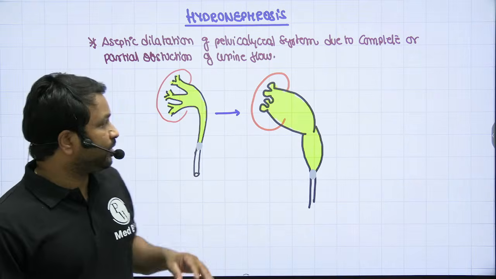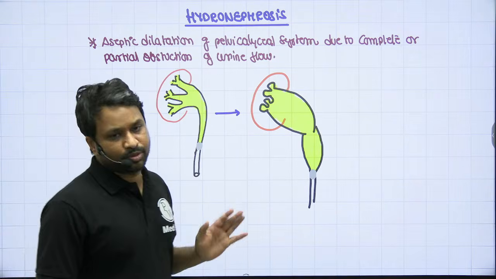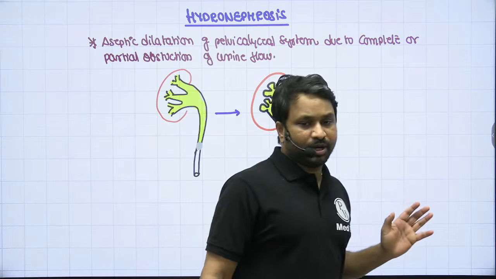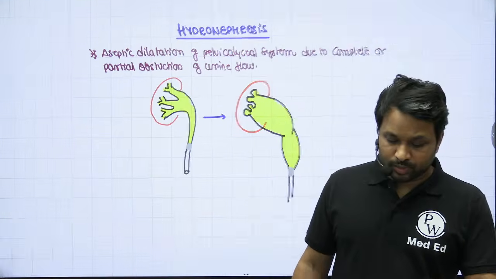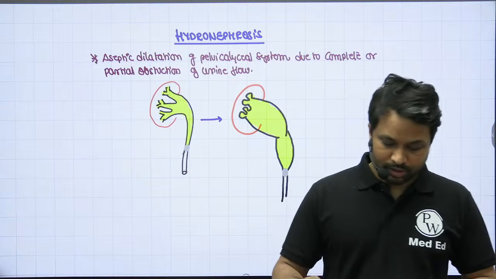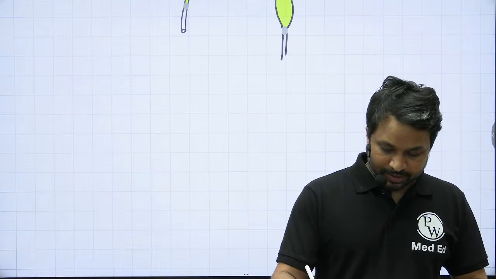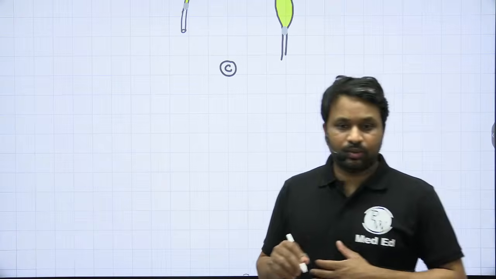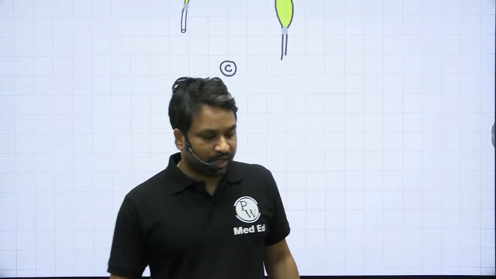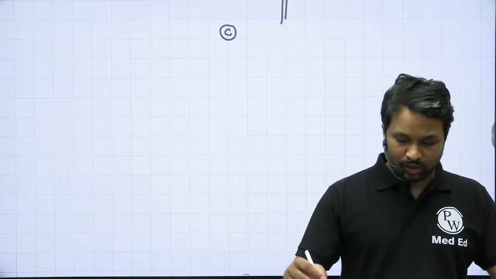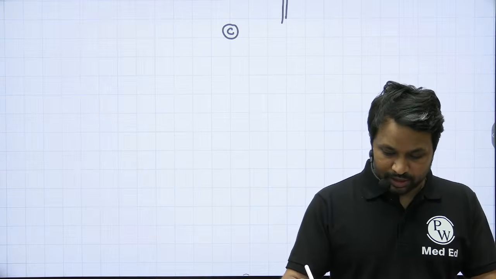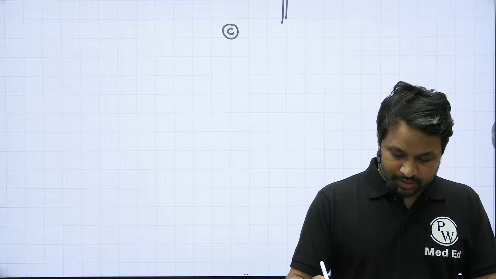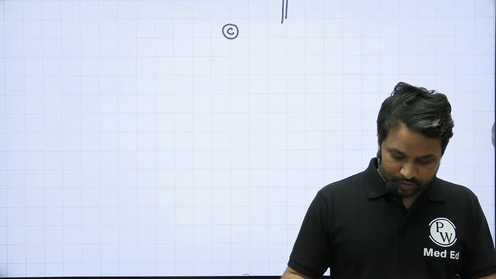Now this can be because of a partial or a complete obstruction. So we need to know what the causes are, right? When you look at the causes per se, I can divide the causes into two categories. One which results in unilateral hydronephrosis, another that results in bilateral hydronephrosis.